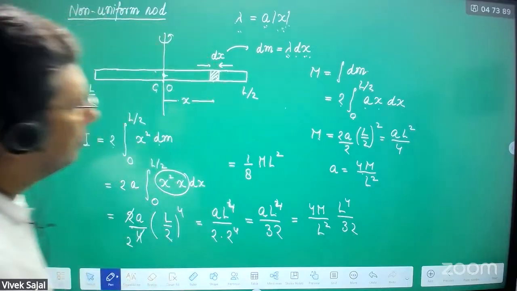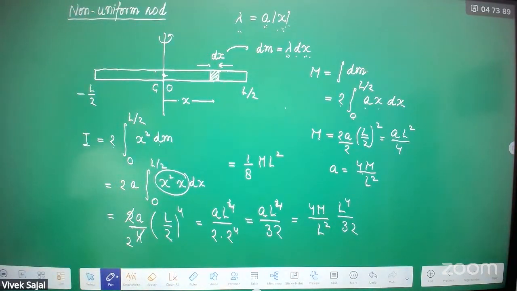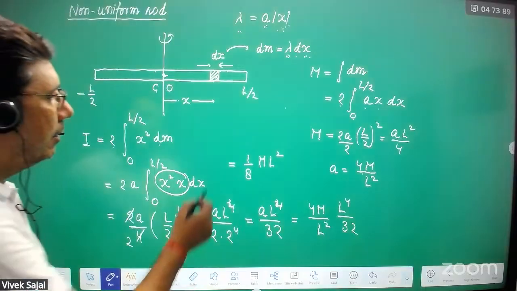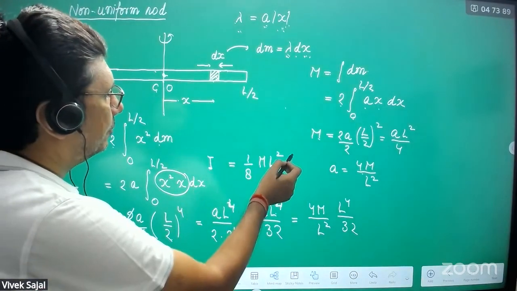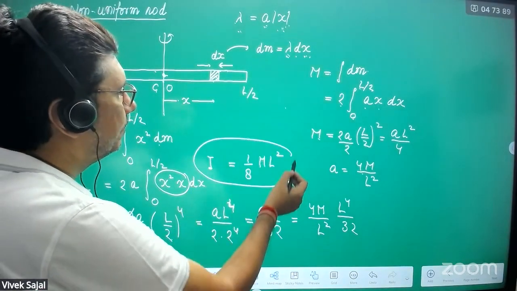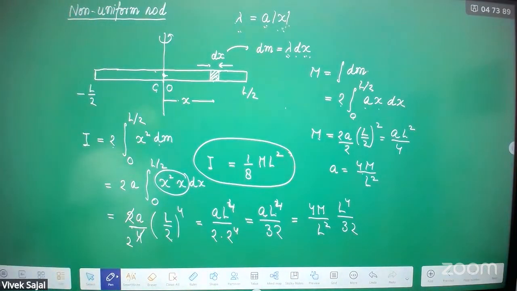So this will be, in terms of mass, if total mass is given, 1 by 8 ml square. It will be like this. Okay. So in this way, you can calculate.